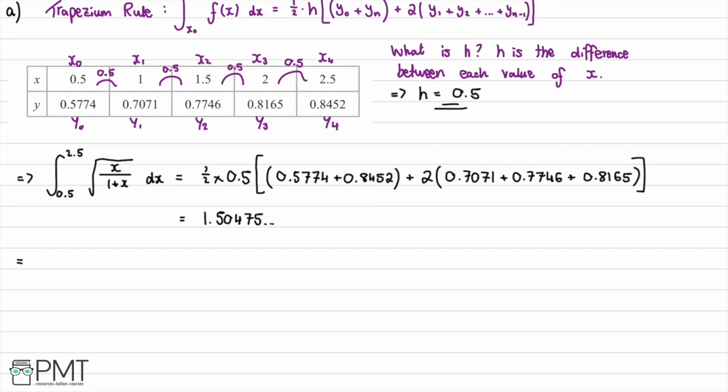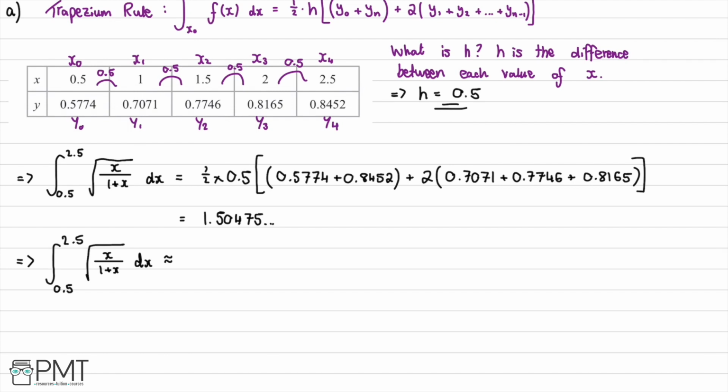So in the question, we were asked to round to 3 significant figures. So just writing a little concluding statement, we have our integral, which goes from 0.5 to 2.5, of the square root of x divided by 1 plus x, with respect to x. So the estimate, so we'll do the approximation symbol.